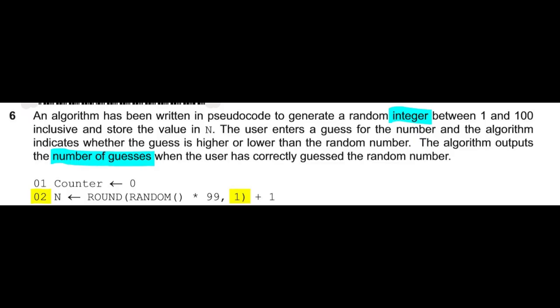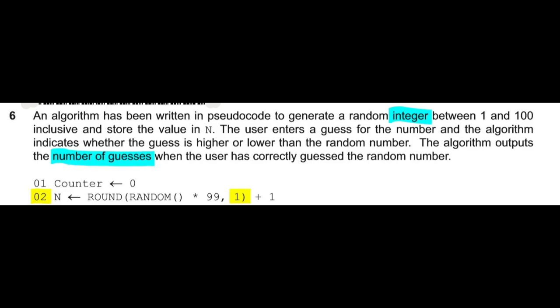Question number 6. An algorithm has been written in pseudocode to generate a random integer between 1 and 100 inclusive. So 1 and 100 included, and the value is stored in the integer n. So n is going to store the random number. The question also says integer. The random function generates decimal numbers. So if we need to convert it to an integer, we need to use the round function, so that we can avoid the decimal place.